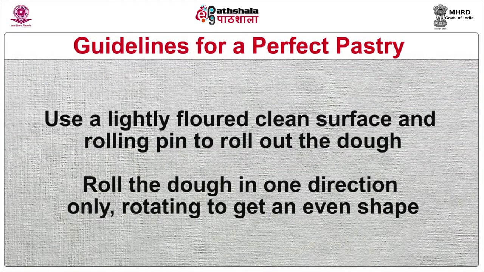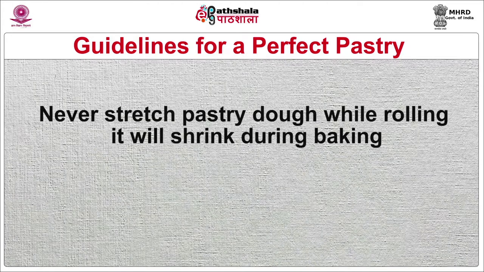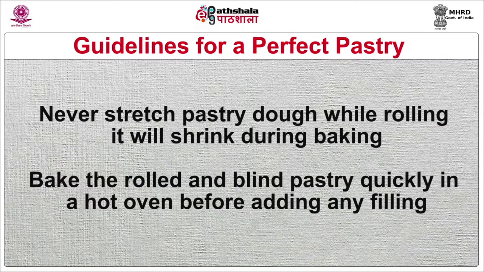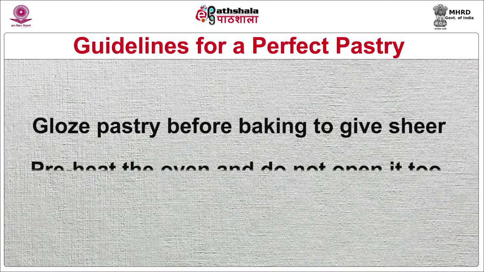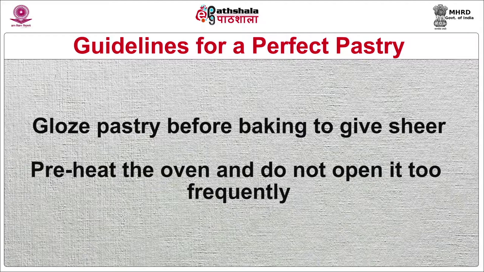Use a lightly floured clean surface and rolling pin to roll out the dough. Roll the dough in one direction only, rotating to get an even shape. Never stretch pastry dough while rolling, it will shrink during baking. Bake the rolled and blind pastry quickly in a hot oven before adding any filling. Glaze pastry before baking to give sheen. Preheat the oven and do not open it too frequently.